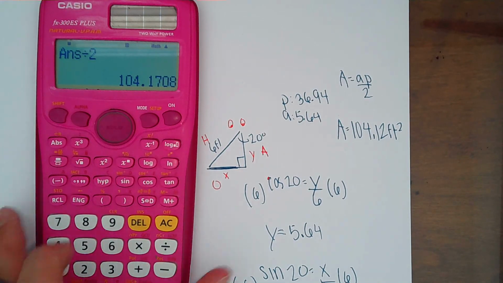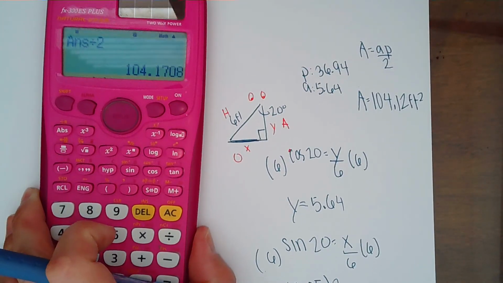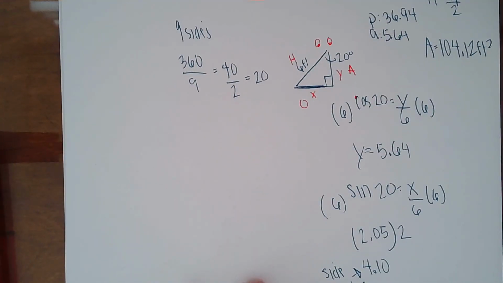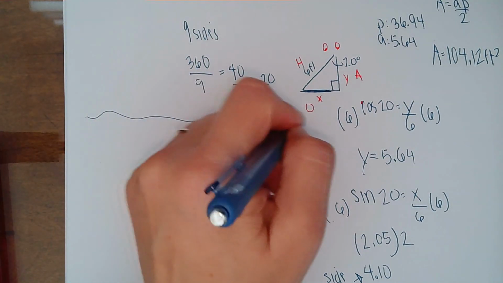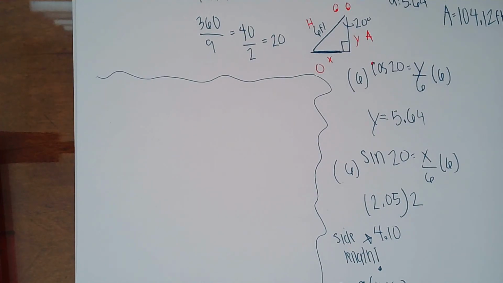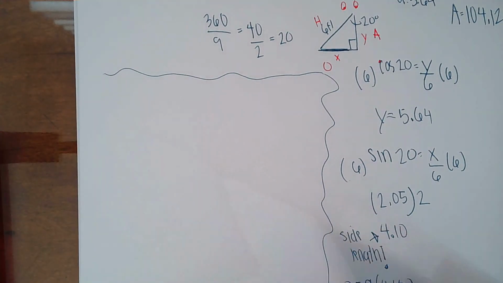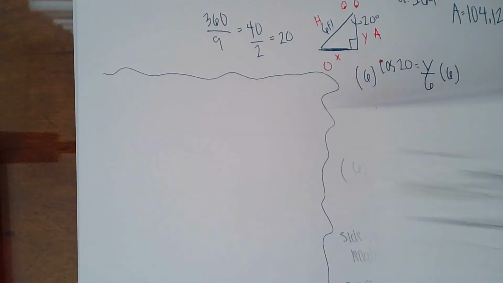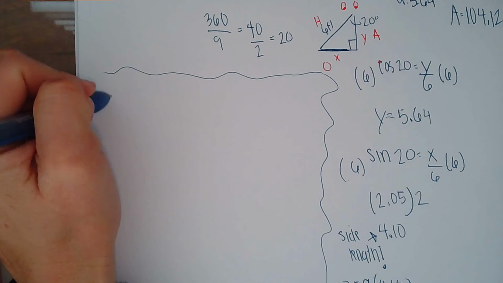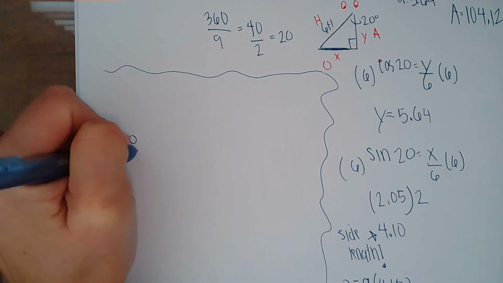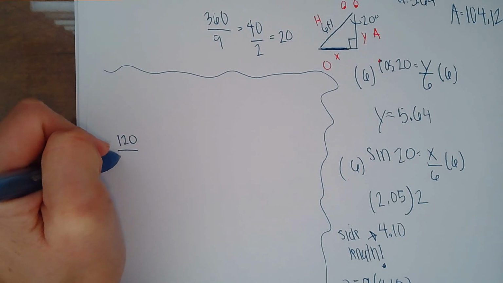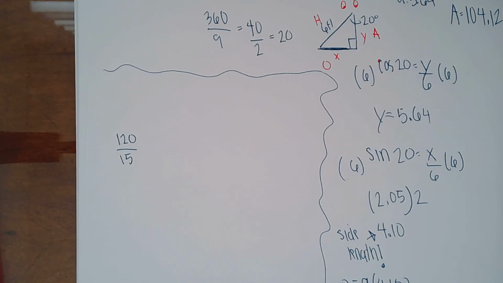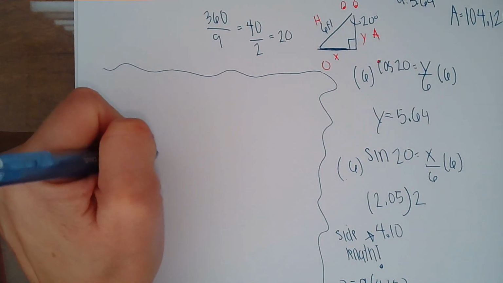So that's number 6. Actually, let's go ahead and do number 10. All right, so this is going to be number 10. It's a 15-gon, which, if I can't draw a nonagon, I definitely can't draw a 15-gon. What it tells you is that it has a perimeter of 120 feet. So to figure out each side length, you're going to do 120 divided by 15, and you will end up with 8.